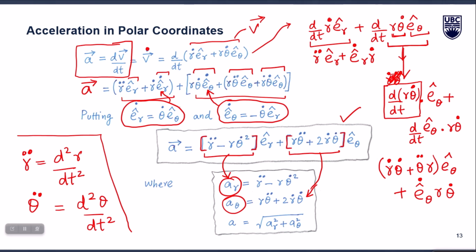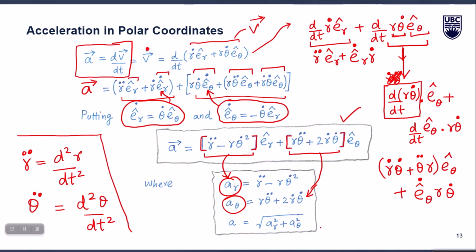And at any given time instant, you need these five quantities: r, r dot, r double dot, theta dot and theta double dot. These five quantities you need in both equations to calculate both components of acceleration. If you can determine them at a given time instant, then you can calculate the total acceleration magnitude as the square root of A sub r square plus A sub theta square, right?